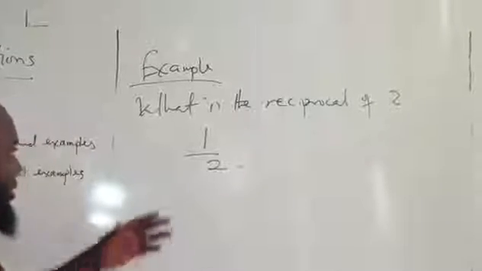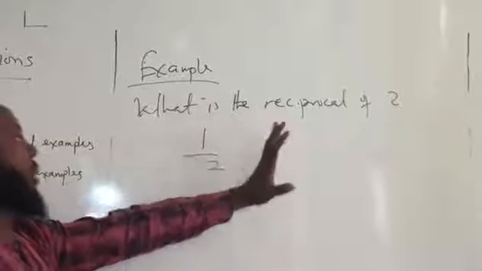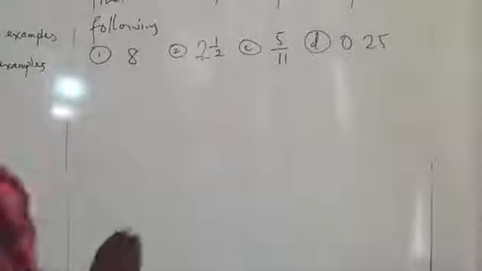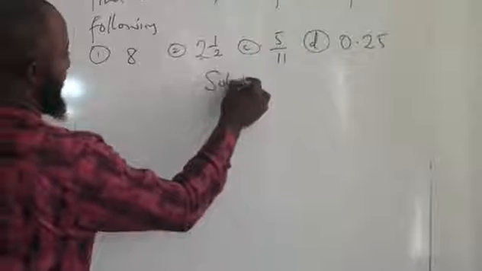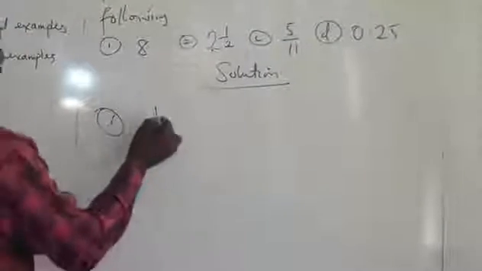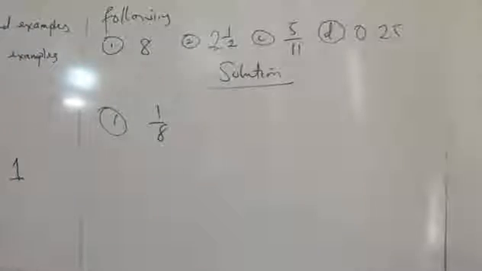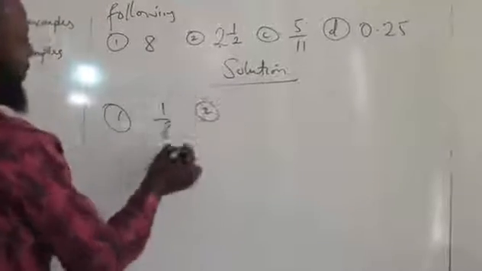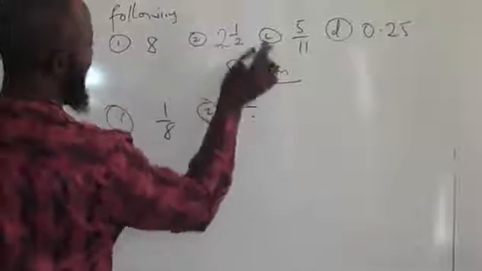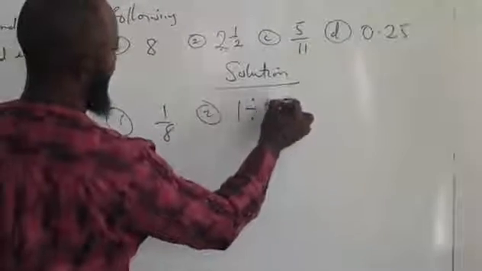So let's look at some examples that are more than this. Let's look at these examples now. So the reciprocal of 8 will be what? 1 over 8, because this one is straightforward. Now let's look at number 2. The reciprocal of this means 1 divided by this, which is 1 all over 2.